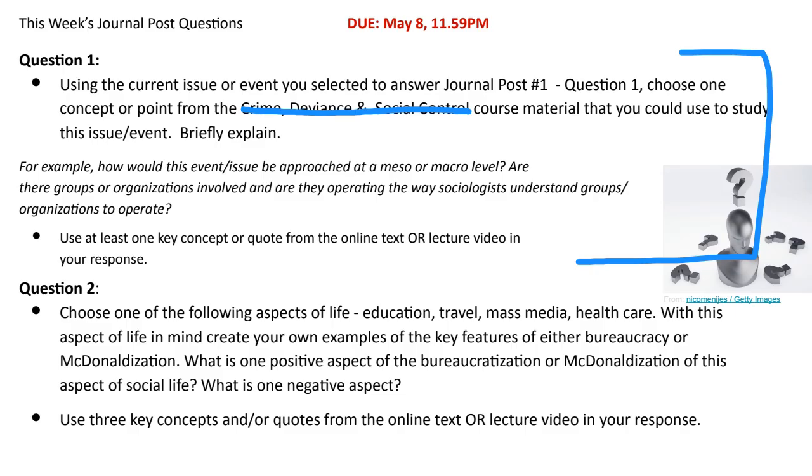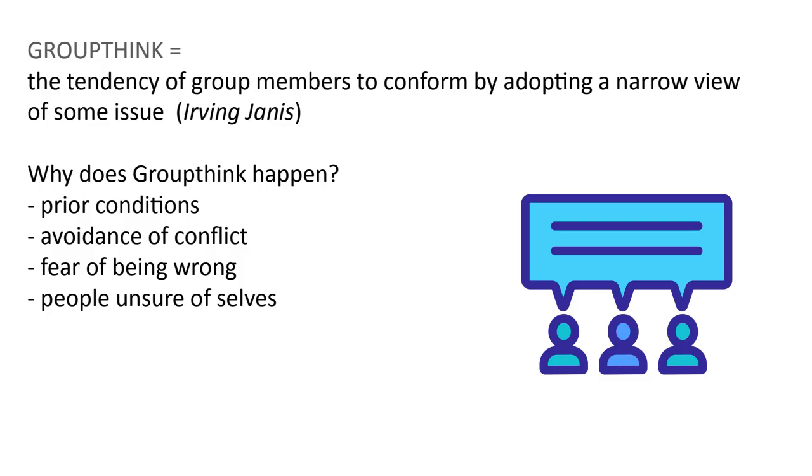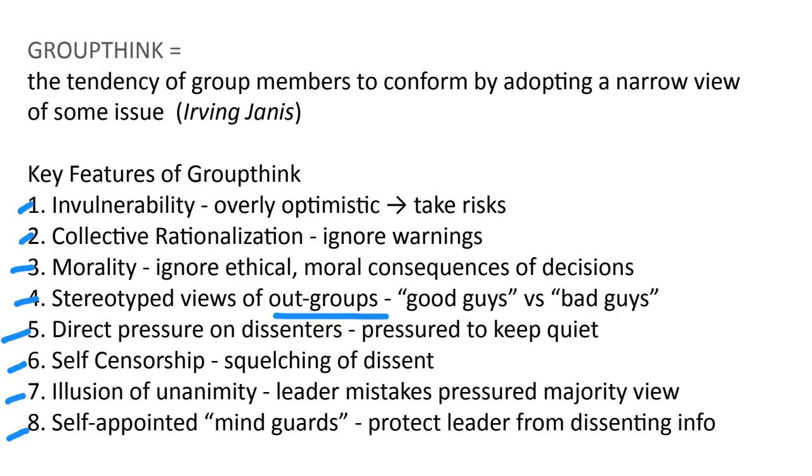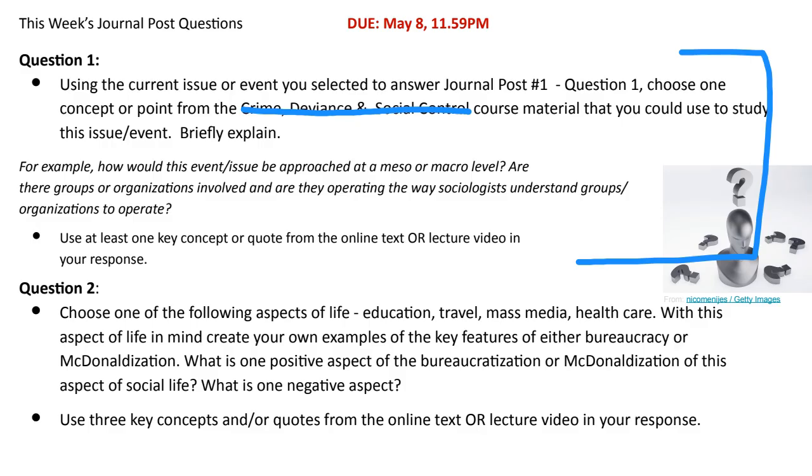And if there is, you don't have to account, for example, for all of the 8 features of groupthink. 1 or 2 of them probably would be sufficient for this journal. You're not writing whole essays here, so I just want to see if you can see a real life example of some of these concepts here.